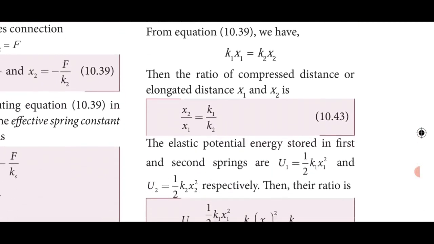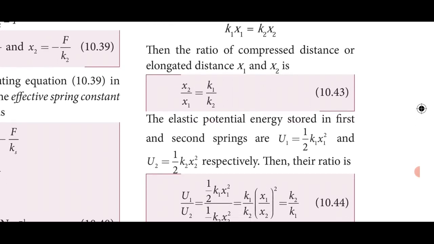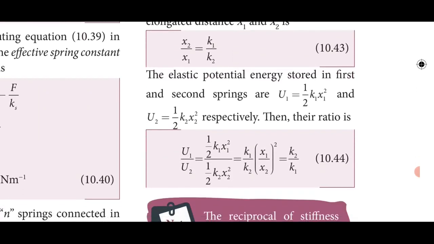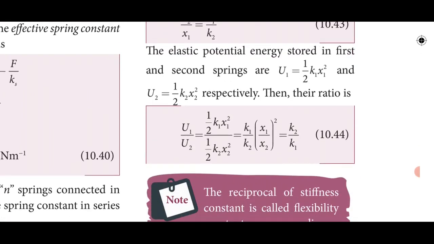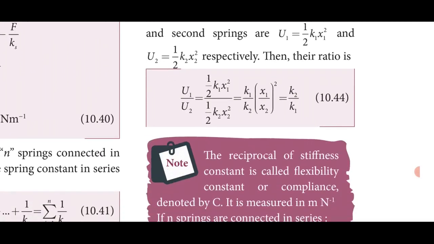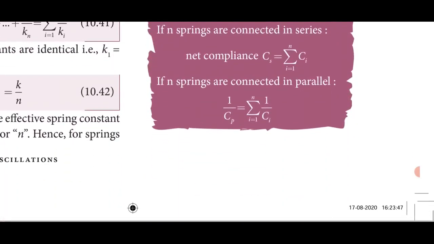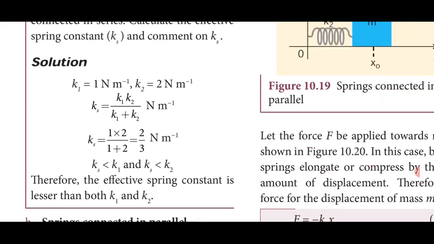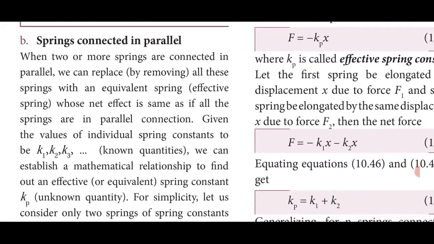Since k1 x1 equals k2 x2, the ratio of the elongated distances x2 by x1 is k1 by k2. The elastic potential energies are U1 equal to half k1 x1 squared, and U2 equal to half k2 x2 squared. Substituting that, we will get the ratio U1 by U2 as k2 by k1. Understood? This is springs connected in series.